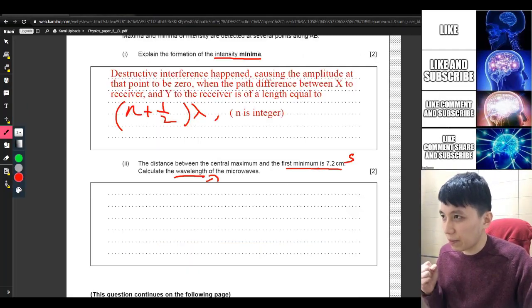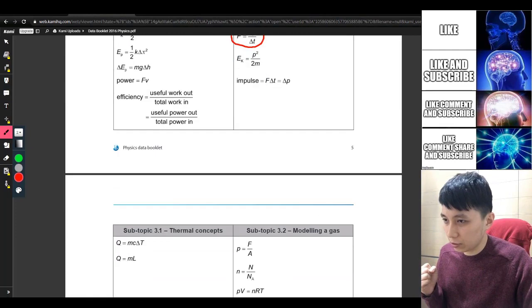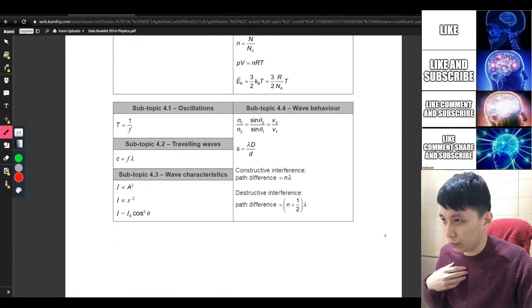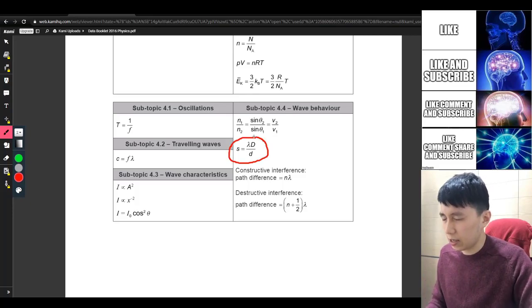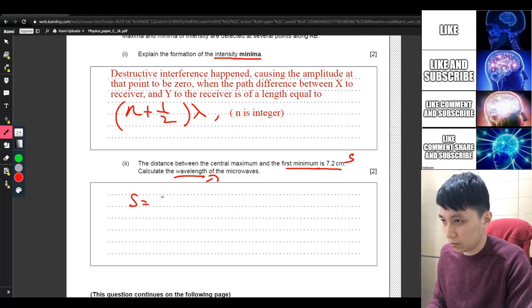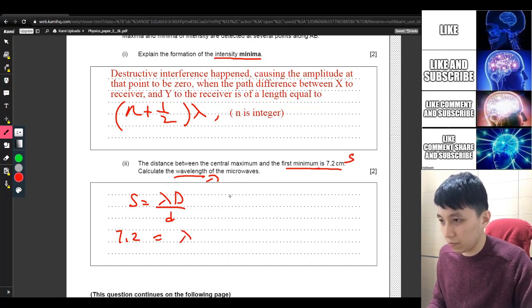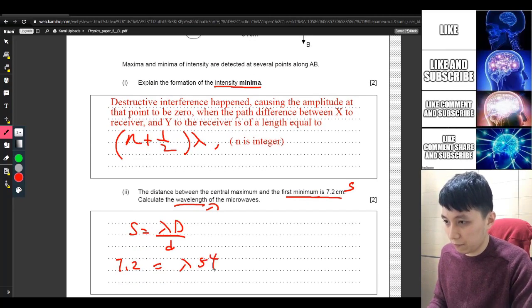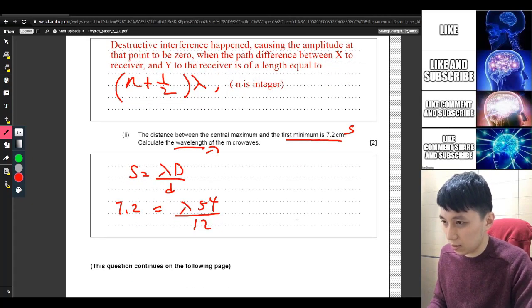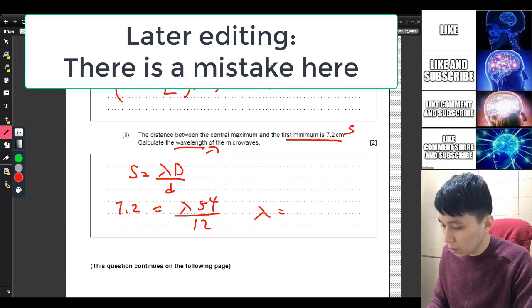Alright, next up then, that basically is the equation that we have learned. So just so you want to be safe, I will do that also. Check the equation that you have, that is here, right? S equals lambda big D over small d, and this is 7.2 cm. I think the rest are also cm, yes, so then we can just keep it as cm. Lambda we don't know, big D is 54, small d is 12. Okay, and so you can resolve lambda. Lambda should be 1.6 cm.